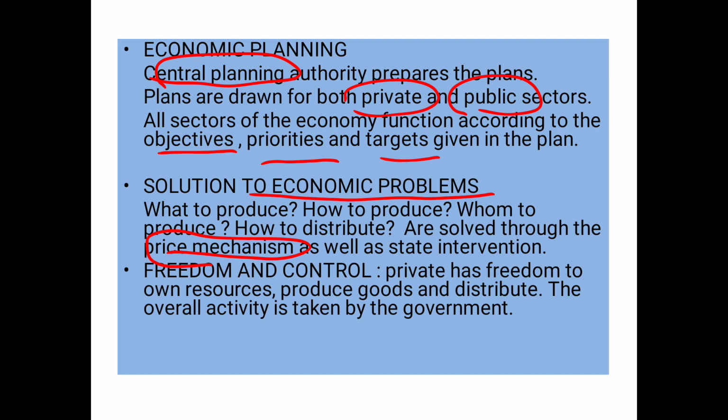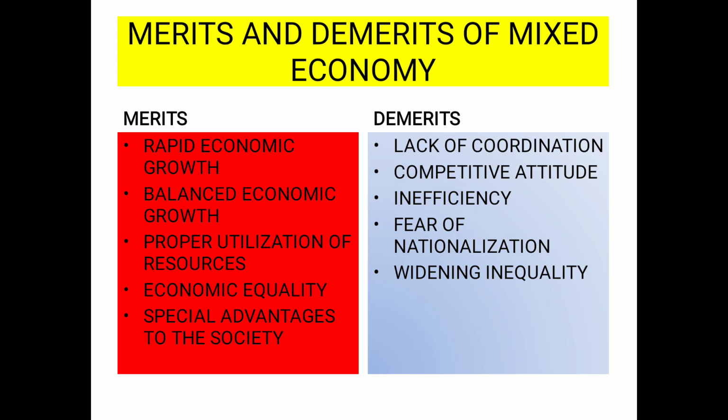The next one is freedom and control. So here, how about the freedom? Private sector has the freedom. It has the right to own all types of resource. They can produce the goods. They can distribute the goods. Same way, the government also has the right to own all resource, to produce goods and distribute. So there is freedom, but there is a control also by the government. They see that the private do not exploit the resources.